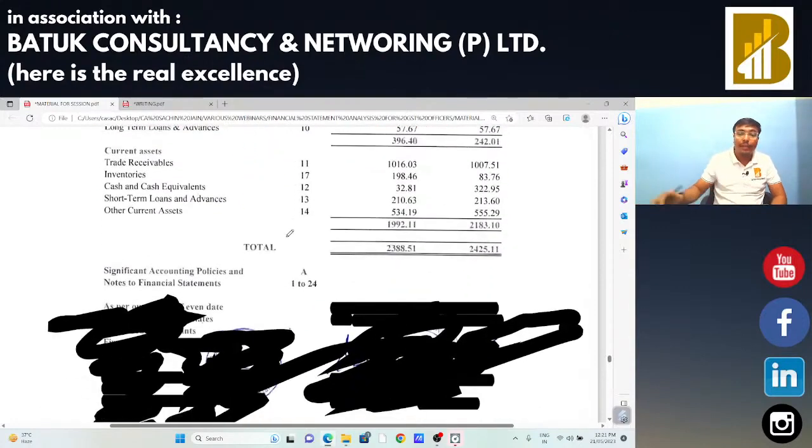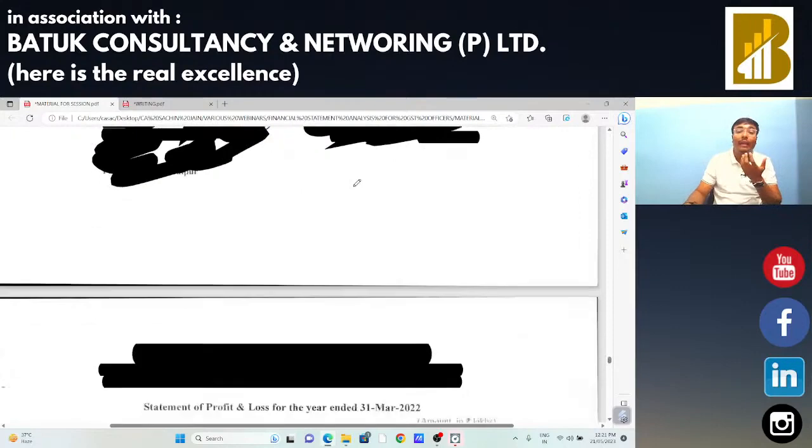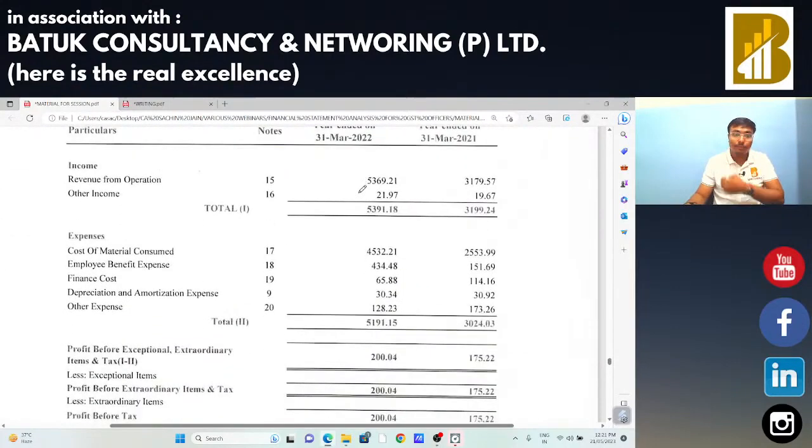Inventory: last year inventory was 83, current year inventory is 196. We need to check why there is a huge increase in that particular inventory. What is the reason for that? So we need to analyze the things.